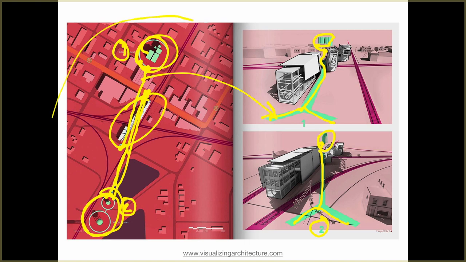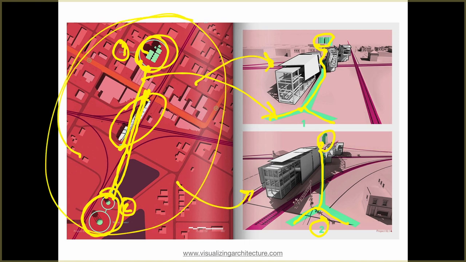So he's corresponding the diagram here with the 2 perspective views that are slicing through the building. So he's using the diagram in conjunction with the building. So they're working together. This side here is the diagram. This side here is more the architectural drawing.